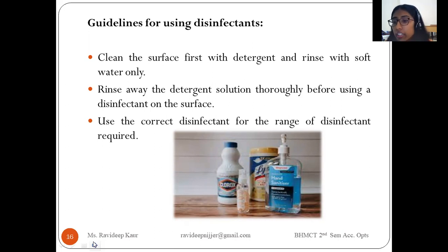Next, use the correct disinfectant for the range of disinfection required. I have told you there are various kinds of disinfectants, so use the correct disinfectant as per your requirement.